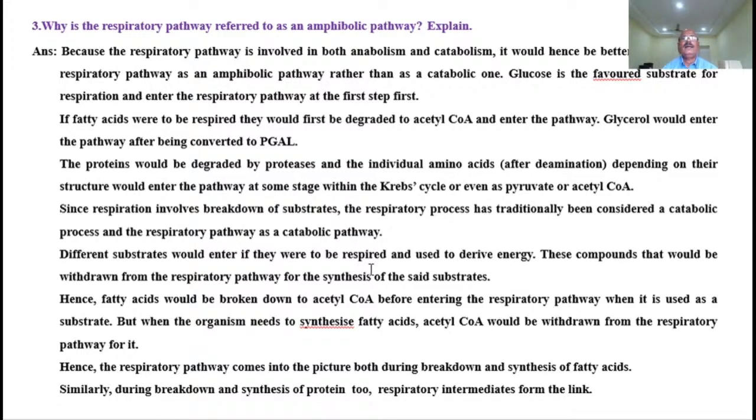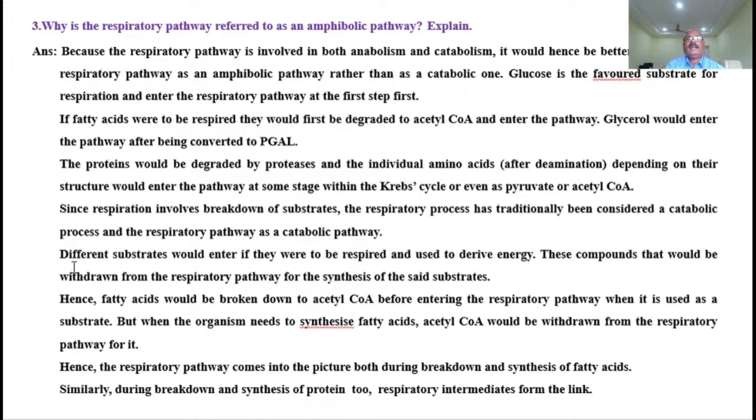If fatty acids were to be respired, they would first be degraded to acetyl coenzyme A and enter the pathway. Glycerol would enter the pathway after being converted to phosphoglyceraldehyde. The proteins would be degraded by proteases and the individual amino acids, depending on their structure, would enter the pathway at some stage within the Krebs cycle or even as pyruvate or acetyl coenzyme A. Since respiration involves breakdown of substrate, the respiratory process has traditionally been considered a catabolic process and the respiratory pathway as a catabolic pathway.